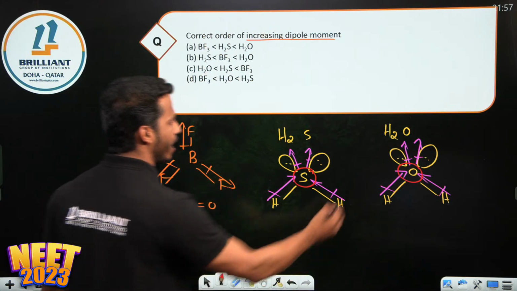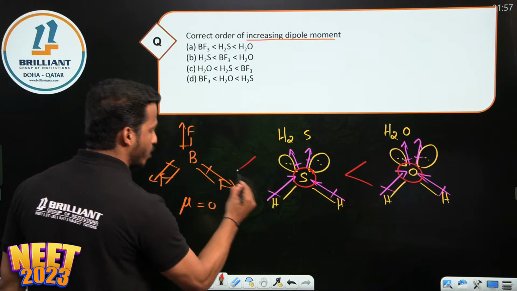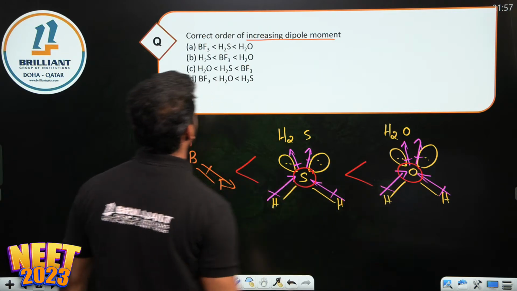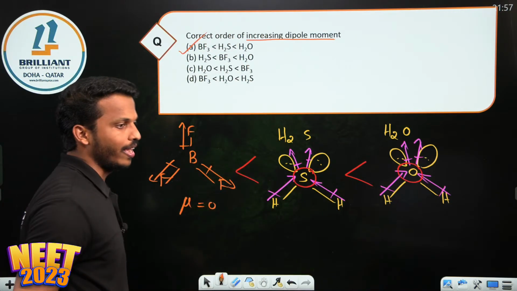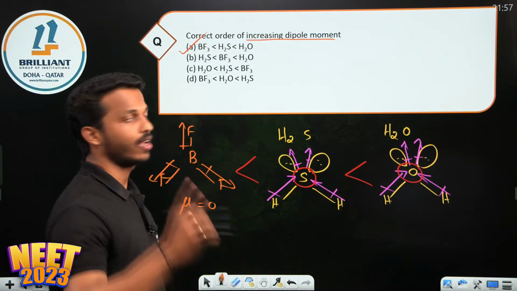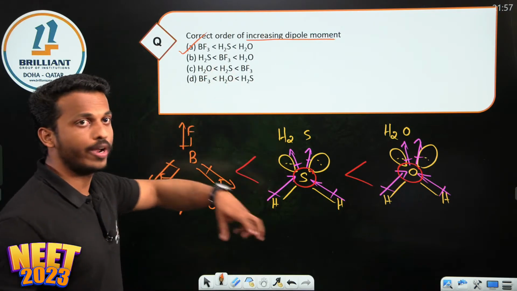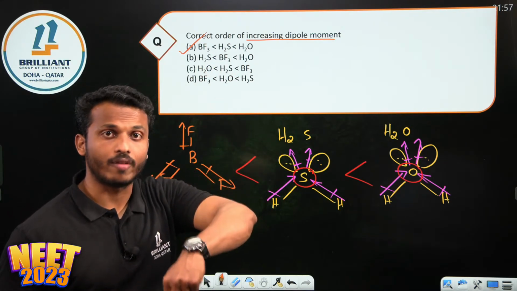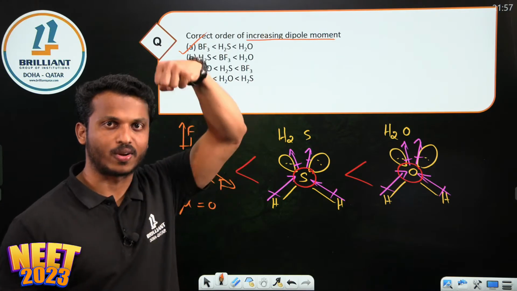So we can say H2O greater, then H2S, then BF3. So what is the correct answer, dear all? Option A, or the first one, is the correct one. Careful, okay? H2O has more dipole moment because of its high pulling effect, high electronegativity.